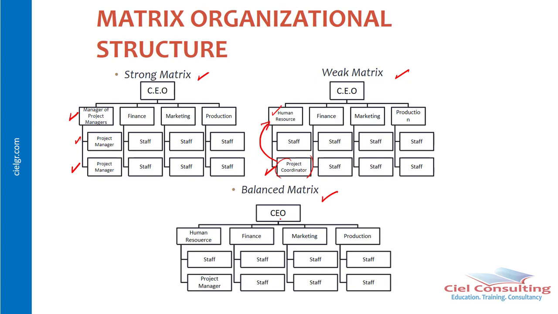And then there's the balanced matrix. In a balanced matrix, you actually have a project manager who doesn't per se report to the functional manager, but you have a situation where reports from staff members go to the project manager as well as the functional manager, and that's what happens within a balanced matrix organizational structure.